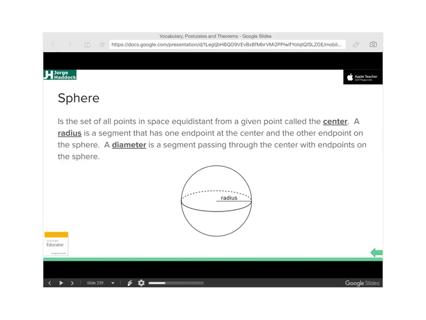Hi. So in this lesson, we're going to be working with the sphere. The sphere is the set of all points in space equidistant from a given point called the center. A radius is a segment that has one point at the center and the other endpoint on the sphere, and a diameter is a segment passing through the center with an endpoint on the sphere.